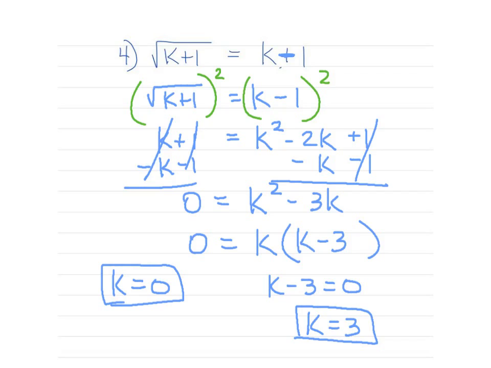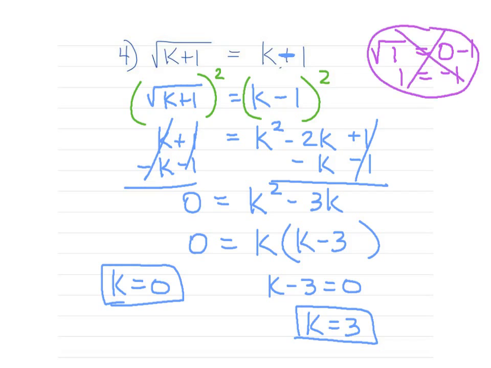So I'm going to plug in 0 for k first. I'll try that. So I get radical 0 plus 1, which is 1, is supposed to equal 0 minus 1. Radical 1, the square root of 1 is 1, equals negative 1. Is that true? And the answer is no. So this is an extraneous solution.